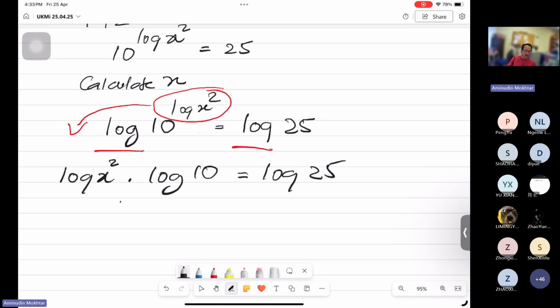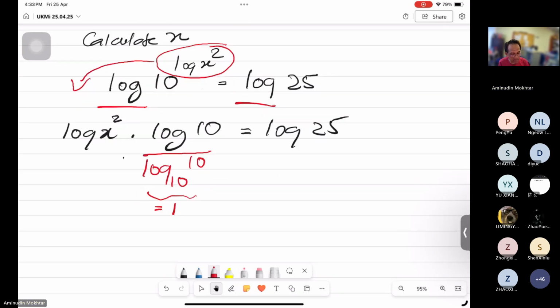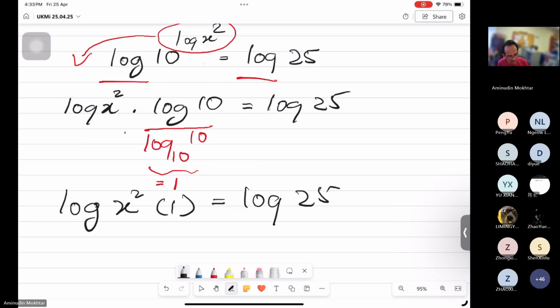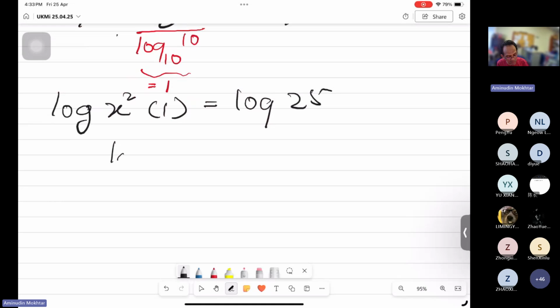Now, this log 10 is equal to log 10 of 10. Log 10 of 10 always equals 1. So you can simplify: log x squared times 1 equal to log 25. In other words, this is equal to log x squared equal to log 25.